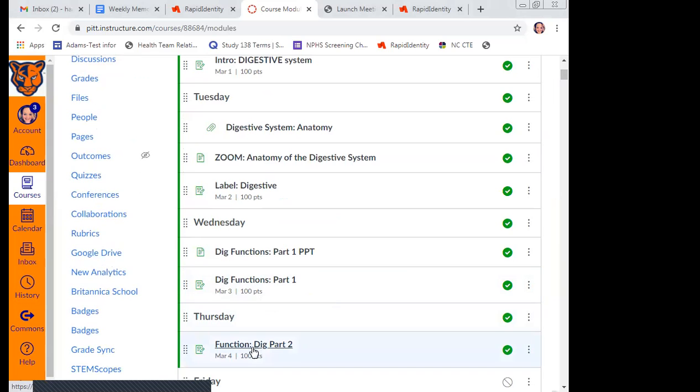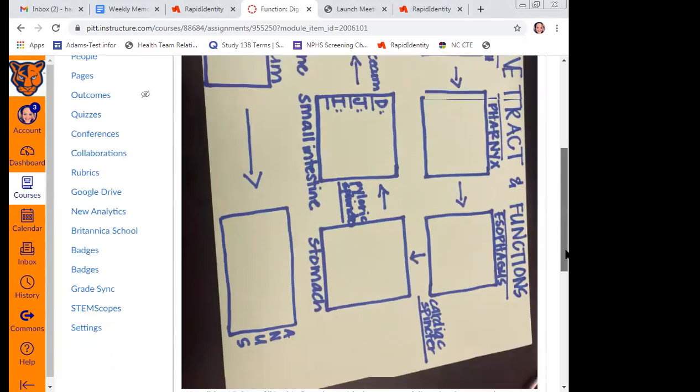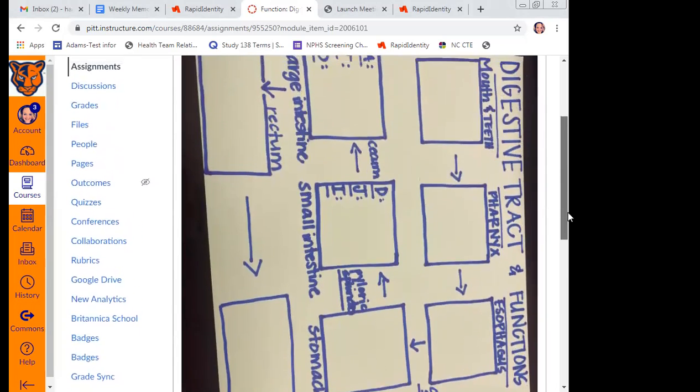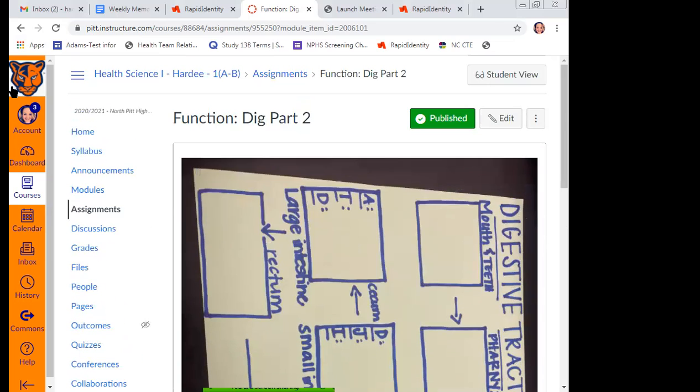So if you click on this assignment here, that's what's going to be due today. It is a flow chart that I've made for you. I know it's sideways, I'm sorry. But what you'll do is fill this in with any pertinent information. I'm fixing to go over the really important information, so you can fill this out when we finish.